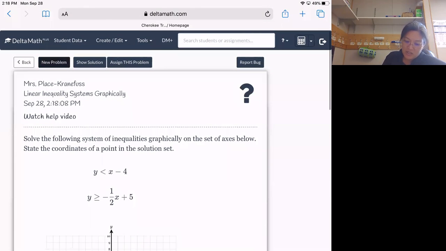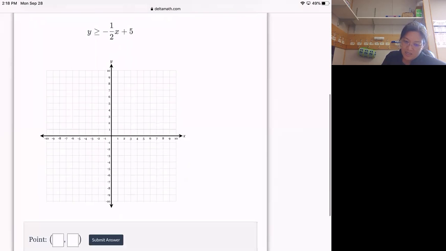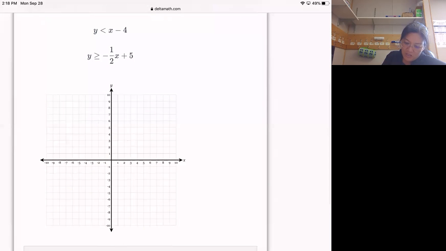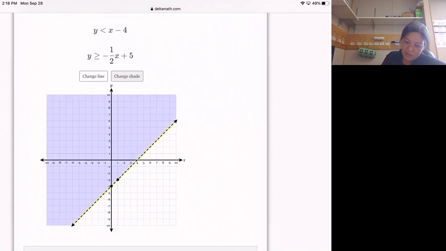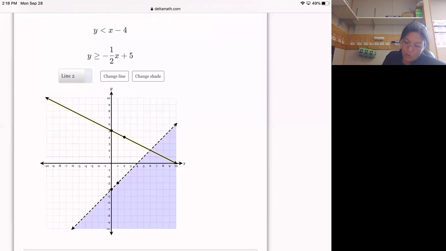Let's try one more. Let's make sure we can do these. All right. So -4 is my starting point. We're going up 1, right 1. That one should be dotted. 0 less than -4 is not true, so it's not above, it is below. Next line, starting at 5, going down 1, right 2. It is solid. 0 is bigger than 5 is false, so that means I'm going to shade above.